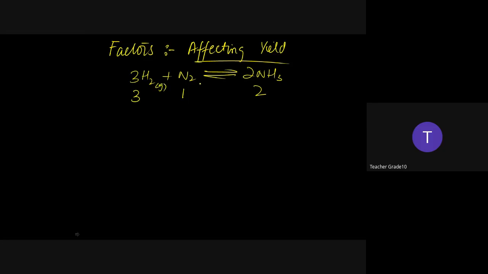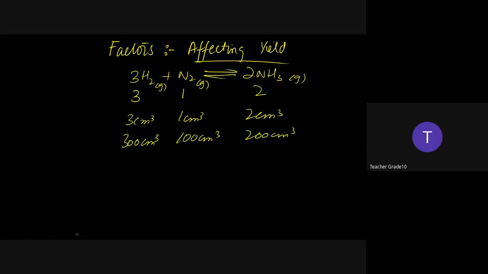And since all these reactants and products are gases, definitely they have the same volume ratio as well. So it will be 3 cm³, 1 cm³, and 2 cm³. If we increase it by 100 times, it will be 300 cm³, 100 cm³, and 200 cm³.